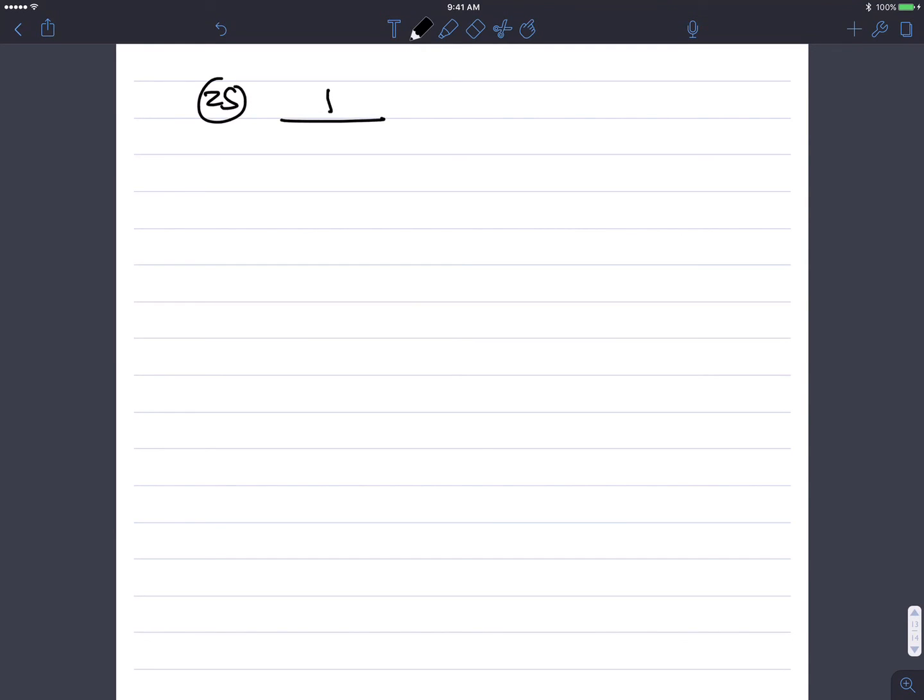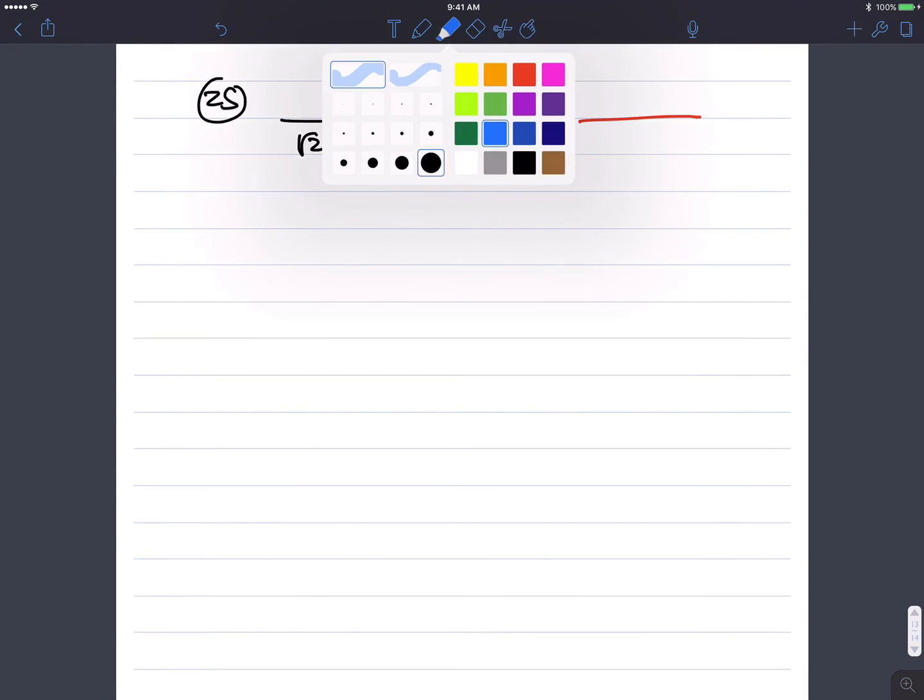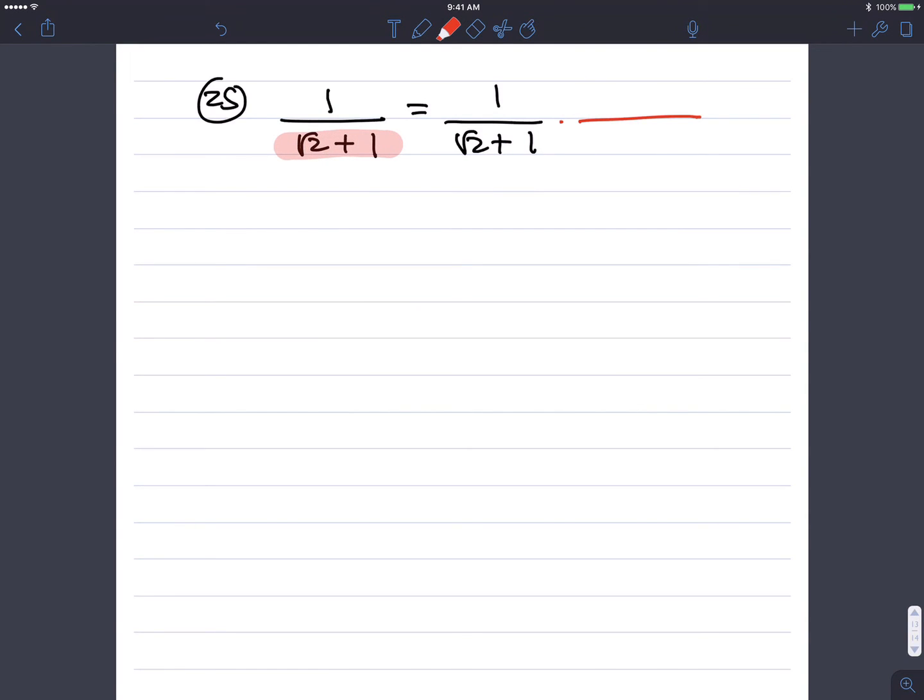(25) 1 over the square root of 2 plus 1. This problem is done by multiplying both top and bottom by the conjugate, if you recall from lecture. The conjugate of the square root of 2 plus 1. Okay, so the conjugate of the square root of 2 plus 1 here, and it doesn't matter which square root of 2 plus 1 you look at.